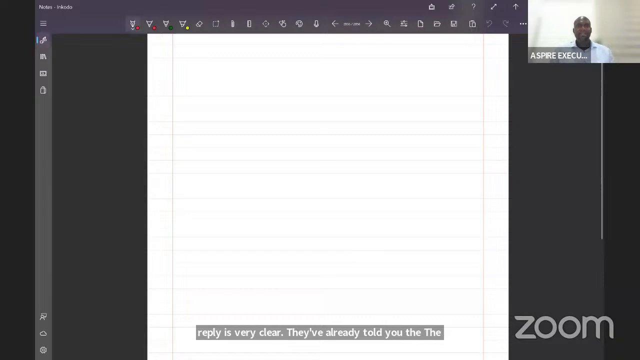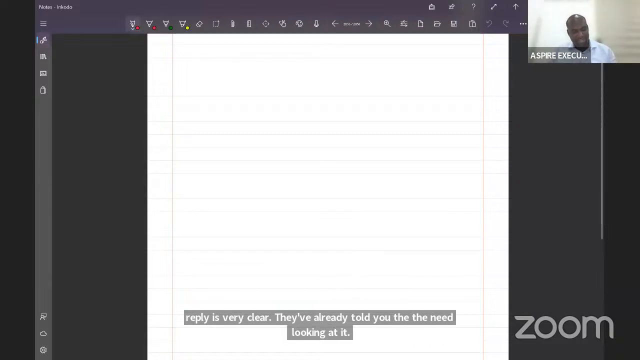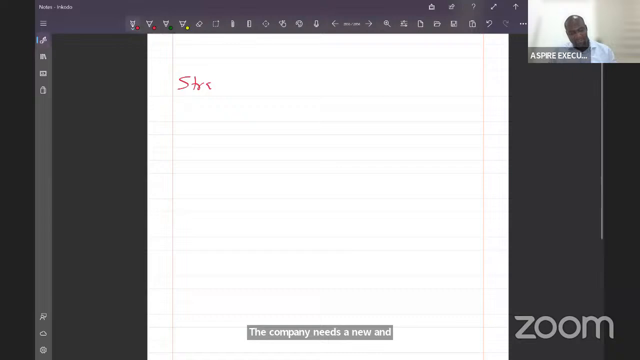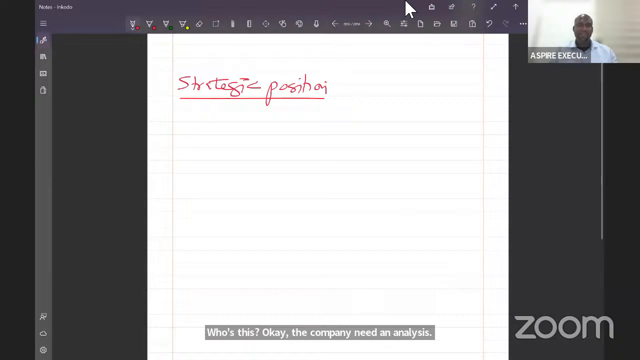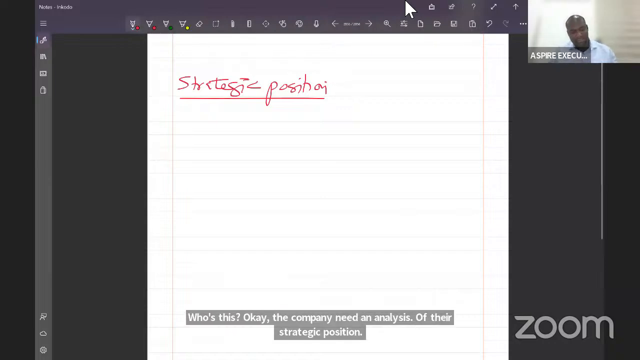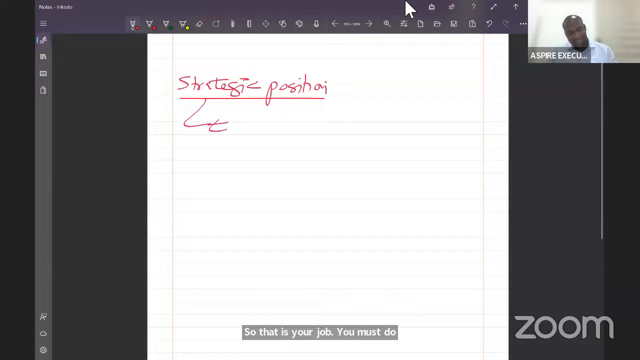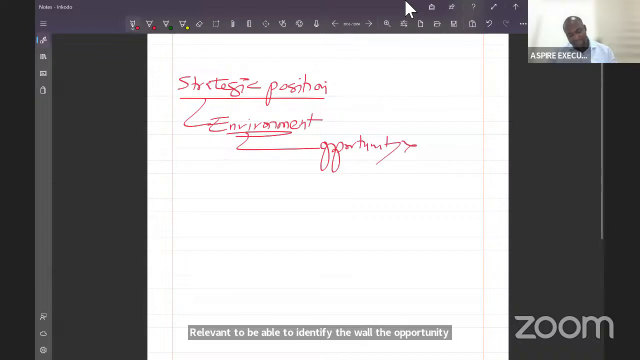Looking at it, the company needs a new analysis of their strategic position. Okay? The company needs an analysis of their strategic position. So that is your job. You must do that. You analyze the company's environment using all the models relevant to be able to identify the what? The opportunities and what? And threats.